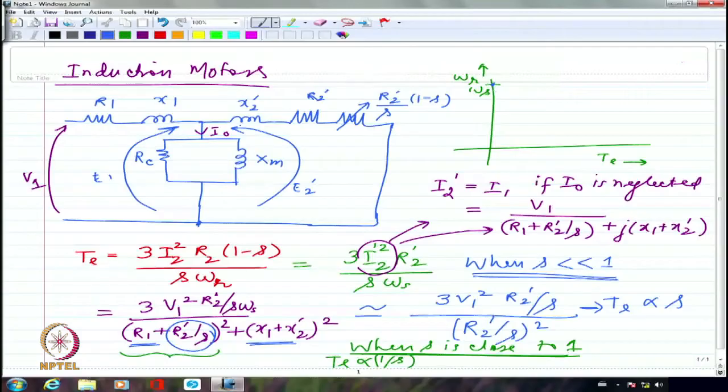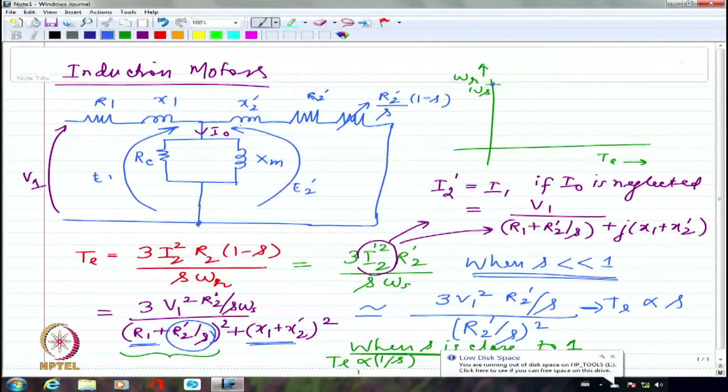And as I increase the load on the motor, maybe I ask for more and more mechanical torque, definitely I will require more and more rotor current. Only if there is more rotor current, there will be more torque developed. Only if there is more torque developed, I am going to sustain the rotation of the induction motor by meeting the torque demand. Otherwise, there is no way the rotation will be sustained.